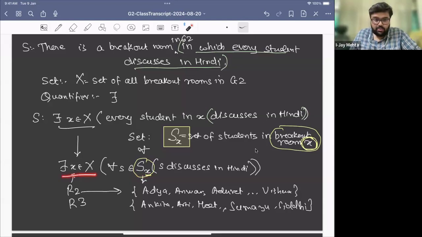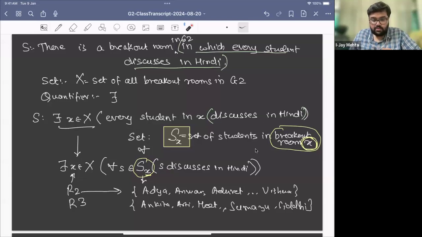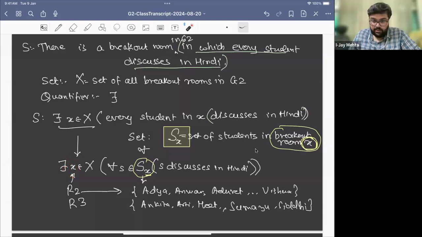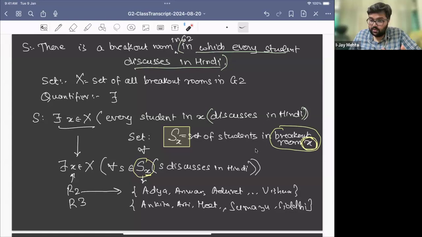So what is the statement? There exists a breakout room in which, given any student in the breakout room, it discusses in Hindi. So when I go to room number 8, my focus is now only students of room number 8, right? And I'll check whether every student is discussing in Hindi or not. This is my observation. So if I go to room number 7, what will I see? What will be my set now? My set will be the students of room number 7.